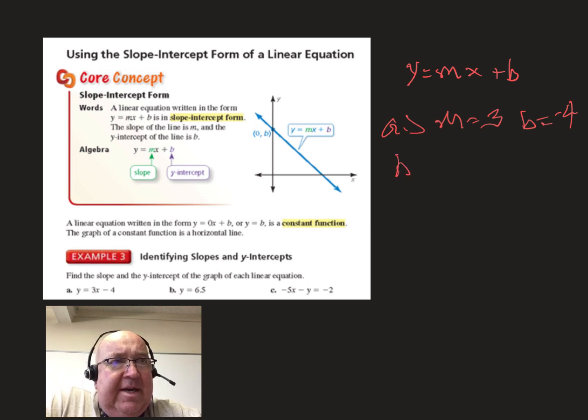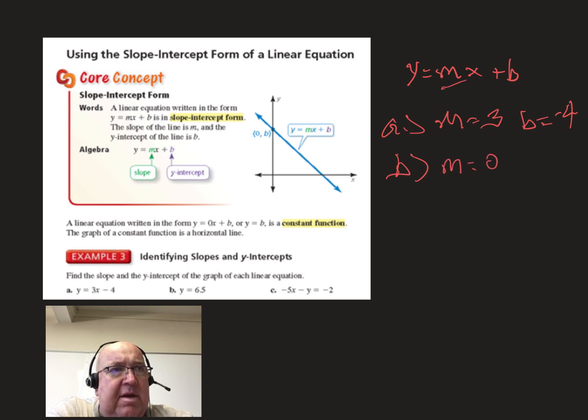Equation B, we see that y is equal to 6.5, so there is no m. M is equal to 0. Our b is going to be equal to 6.5 because we're going to have a horizontal line that will go all the way through 6.5, so it will go through the point 0, 6.5.